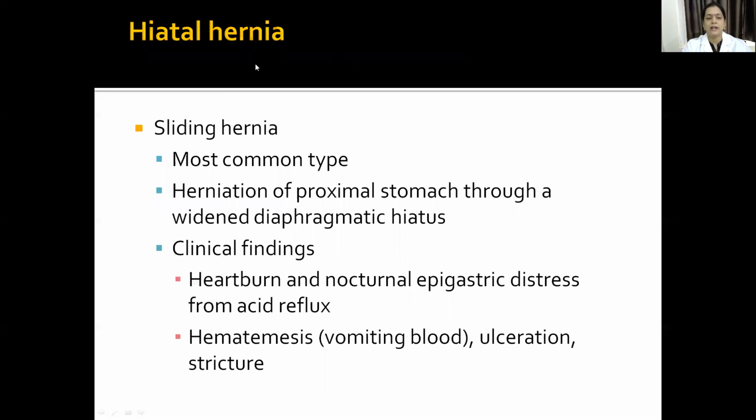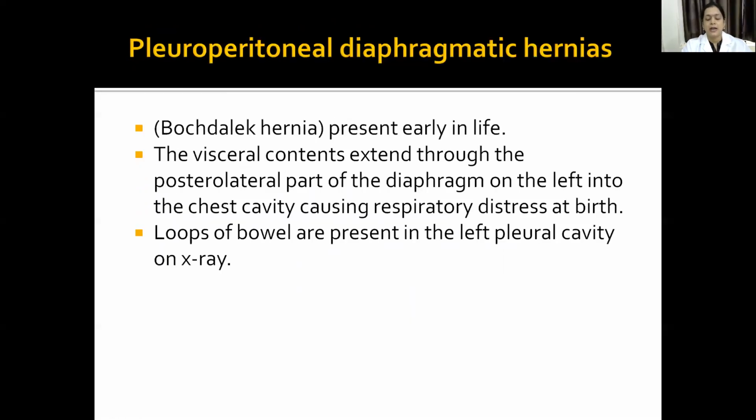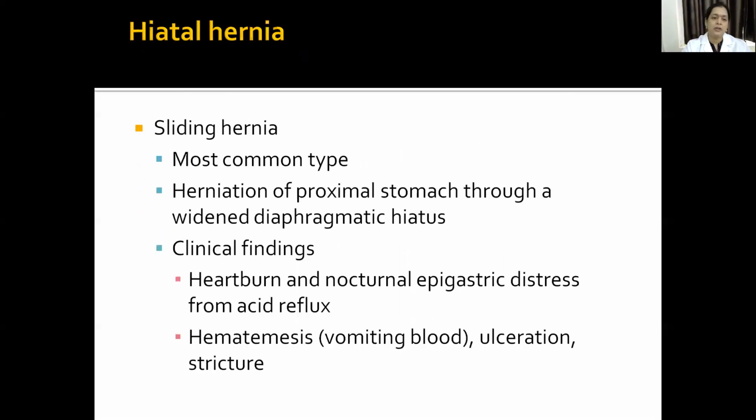Right, now coming to the hiatal hernia. Hiatal hernia has three types, that is sliding hernia, paraesophageal hernia, and pleuroperitoneal diaphragmatic hernia. Now we'll look into the sliding hernia. This is the most common type, when the proximal stomach goes up into the esophagus through a widened diaphragmatic hiatus. So what happens then? There can be heartburn, and hematemesis, ulceration, and stricture.